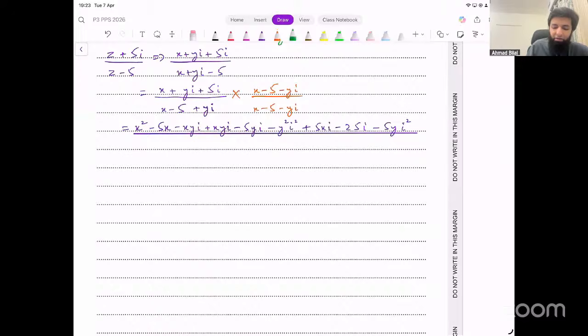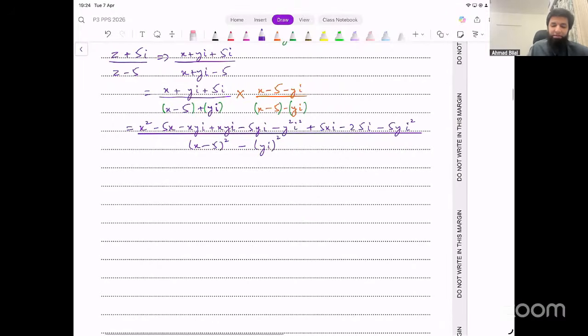In the denominator, we can think of it like this. This is a plus b iota into a minus b iota. So that's x plus y into x minus y. That becomes a squared minus b squared. So in the denominator, we get x minus 5 whole squared minus y iota whole squared. Okay. Now we just have to simplify this. Minus xy iota and plus xy iota in the denominator, they get cancelled. Is there anything else that also gets cancelled? Not really. Okay, let's simplify the numerator now.